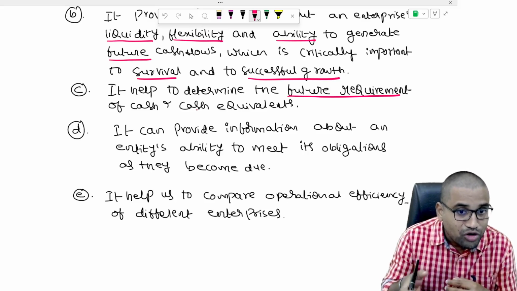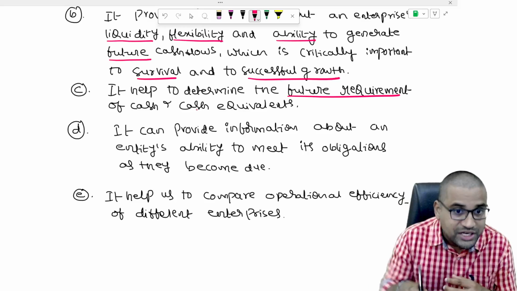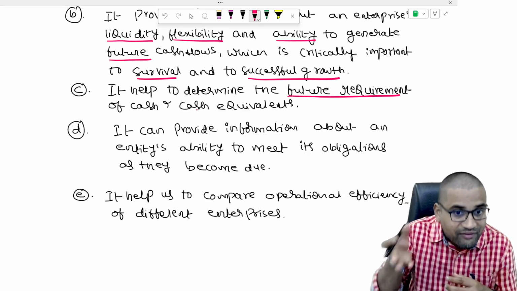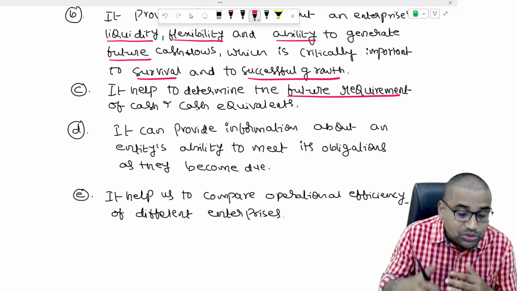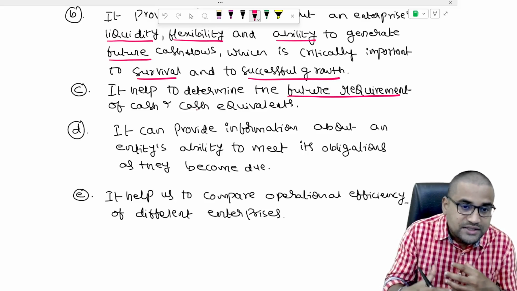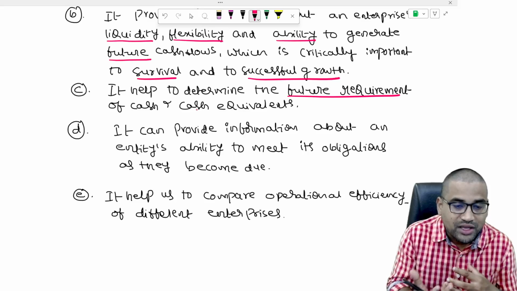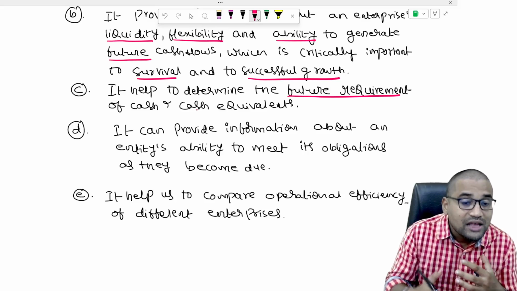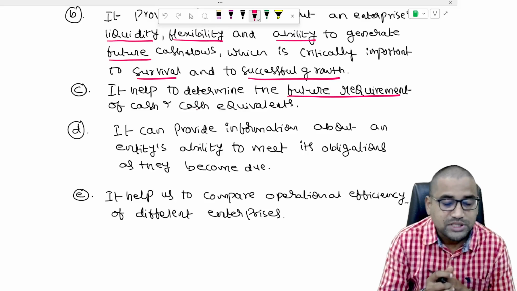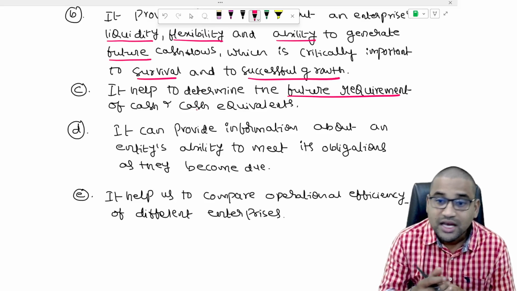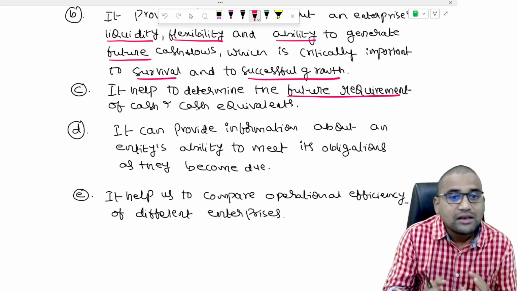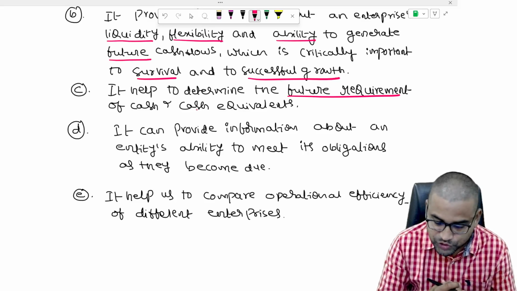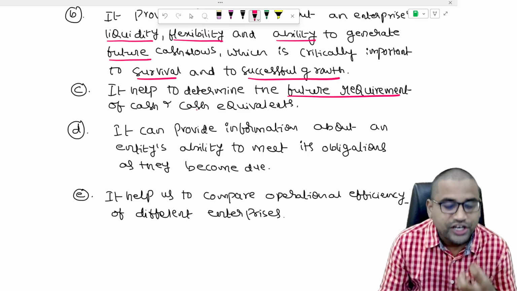First of all, they should know how much cash they are able to generate now, how much cash they already have, how much cash they need to spend every year, and what is the ability to generate cash every year. Depending upon that, they will estimate how much cash they require in the next coming 5 years, and based on that they will procure the sources. So it helps to determine the future requirements.